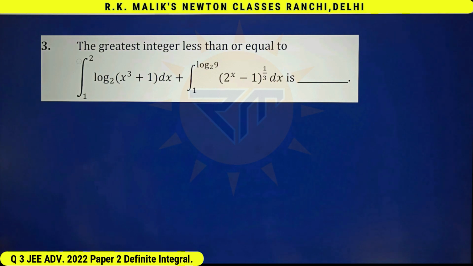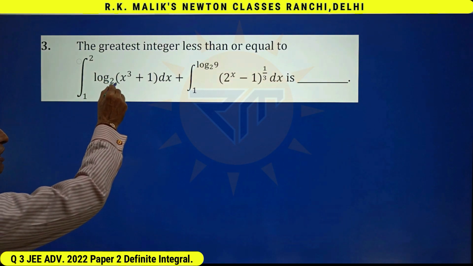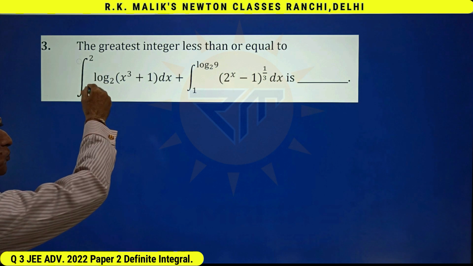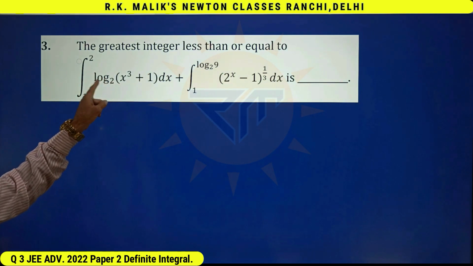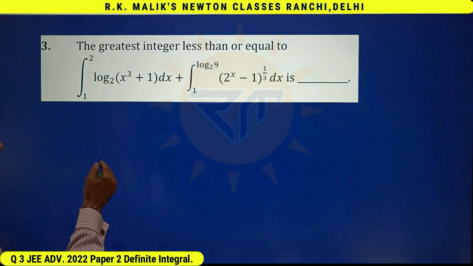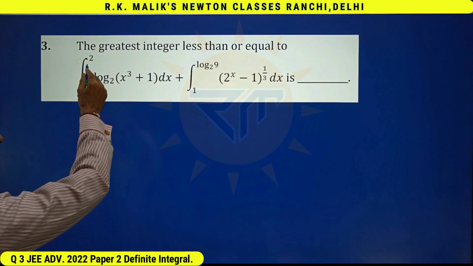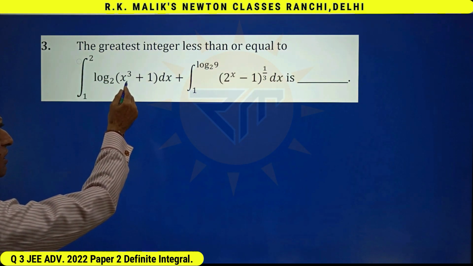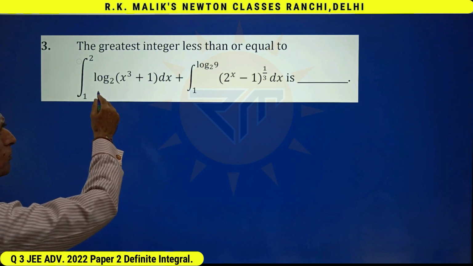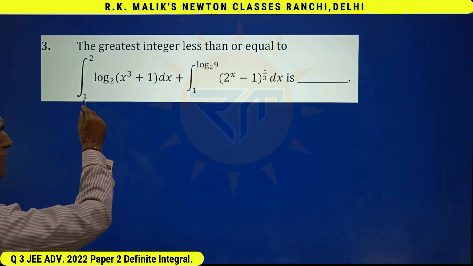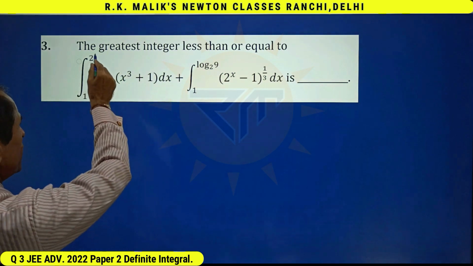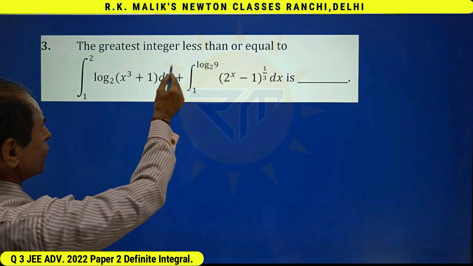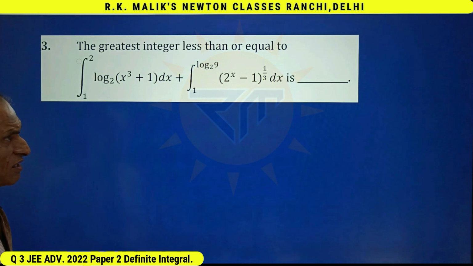And you can see very easily, if I put x equal to 1 in this portion, I will get log 2 to the base 2, that is 1. And if I put x equal to 2 in this, I will get log 9 to the base 2. That is, for x equal to 1, the value of this becomes this. For x equal to 2, the value of this becomes this.